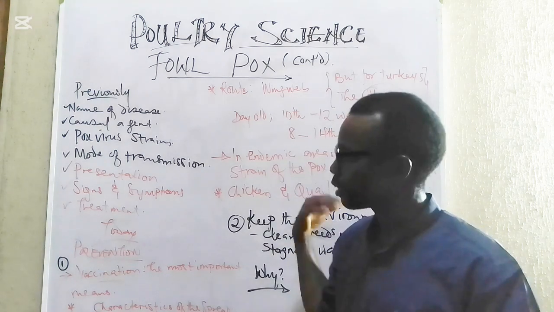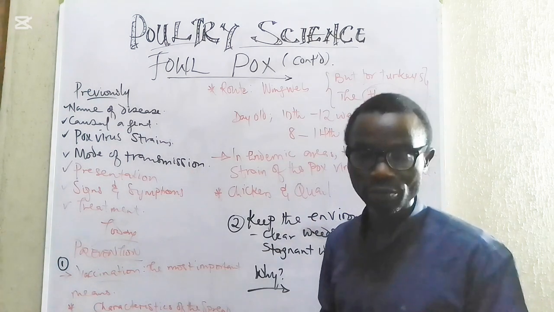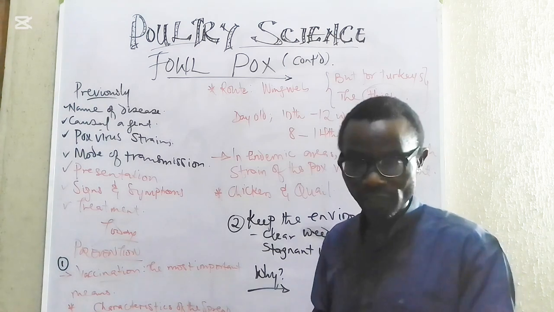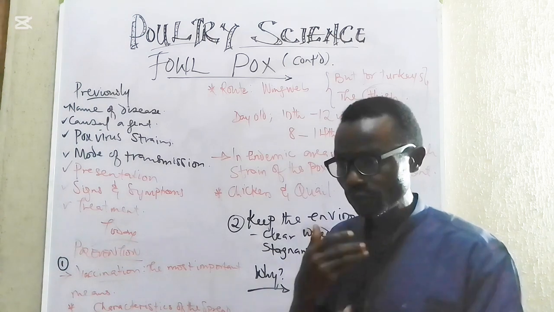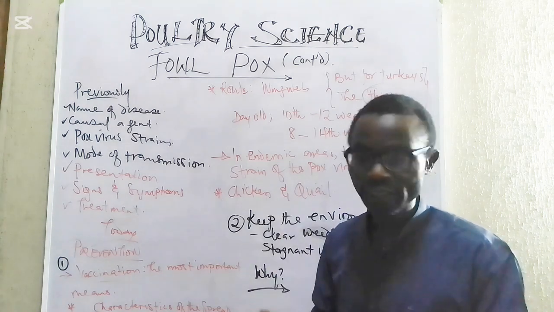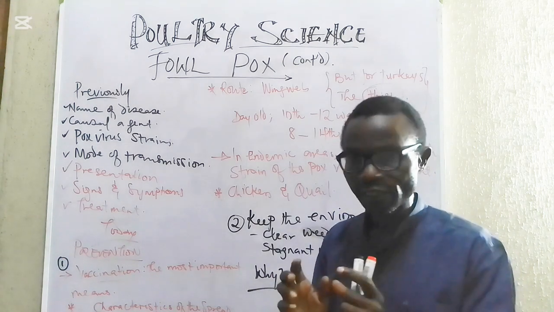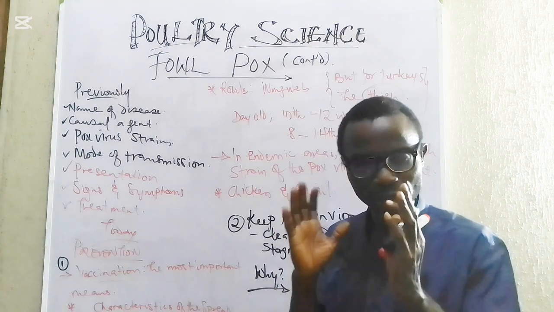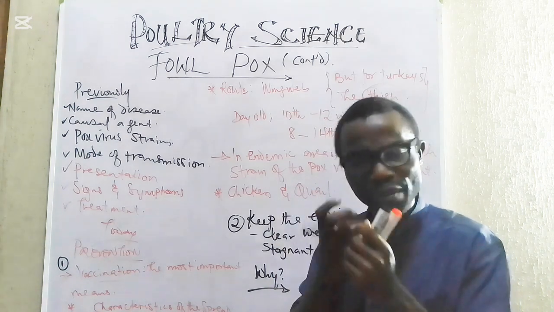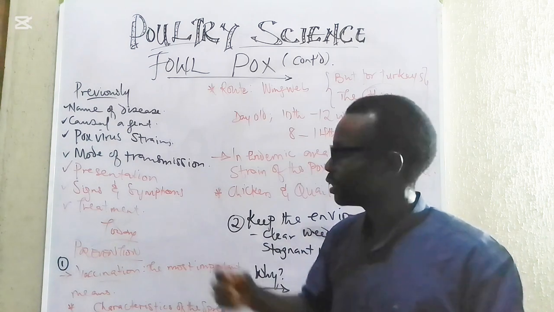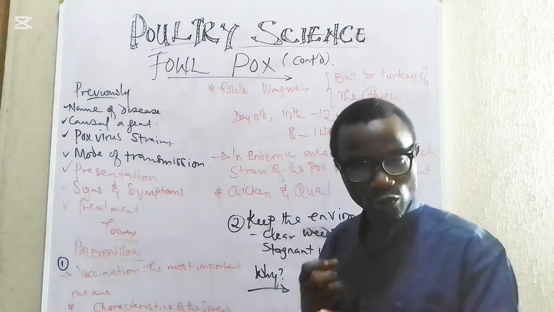And then in the last class we looked at the presentation: it could be dry, it could be wet. When it's wet, it's usually in the trachea, in the inner respiratory tract, on the mucous lining of it. It becomes painful and sore, and that's why it's called avian diphtheria.